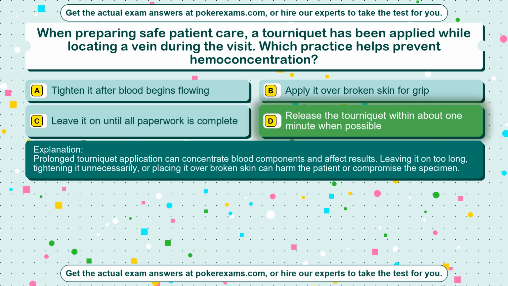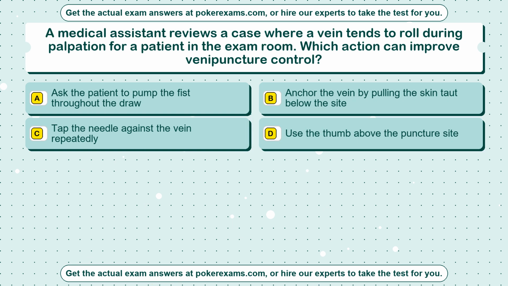Prolonged tourniquet application can concentrate blood components and affect results. Leaving it on too long, tightening it unnecessarily, or placing it over broken skin can harm the patient or compromise the specimen. Question 24. A medical assistant reviews a case where a vein tends to roll during palpation for a patient in the exam room.